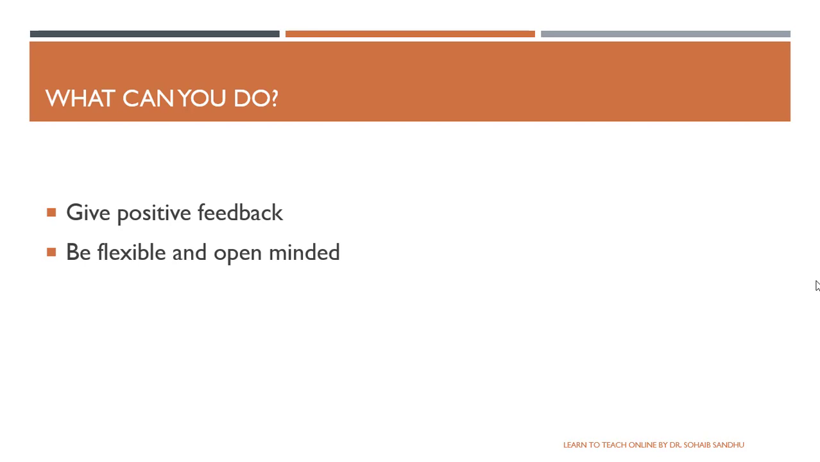Be flexible and open-minded. Perhaps you've gone in thinking that you're going to teach in a particular way. But whenever learners have something to say, listen attentively. We have 2 ears, 1 tongue. It means listening twice as much as we talk. So be open-minded, be flexible, and that way you'll have a better rapport with the learners.